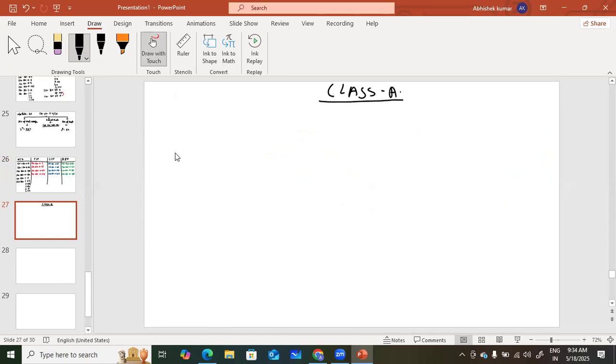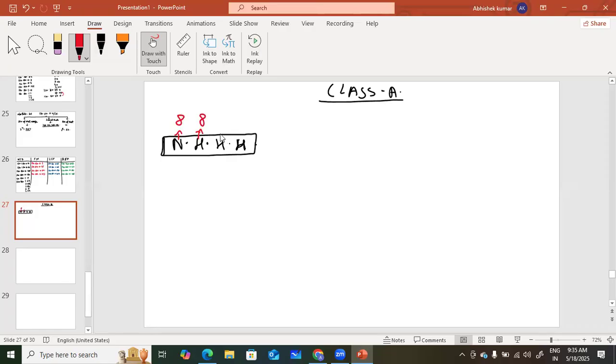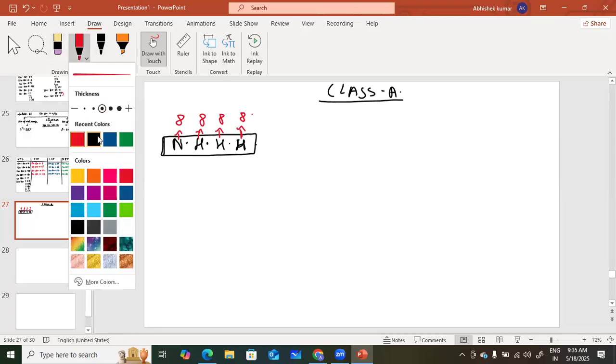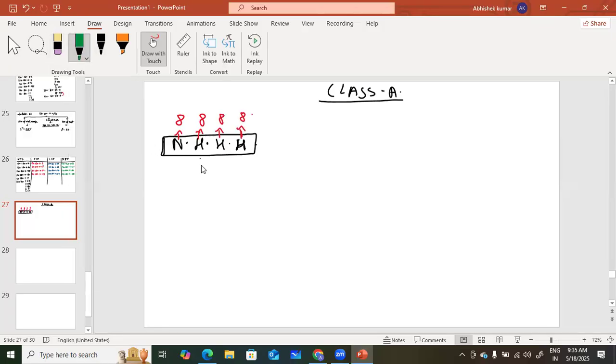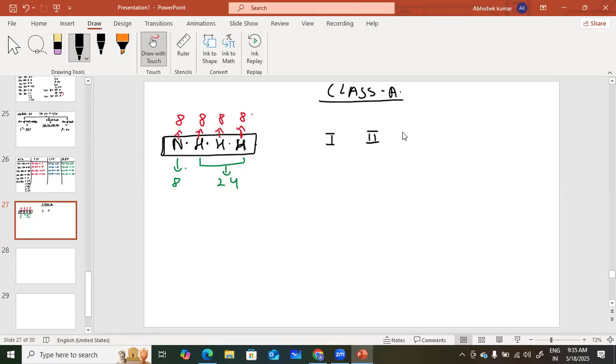In class A, we have a network portion of only the first octet, and then the right 3 will be our host: 8, 8, 8, and 8. So how many host bits do we have now? 24. And how many network bits? Only 8.